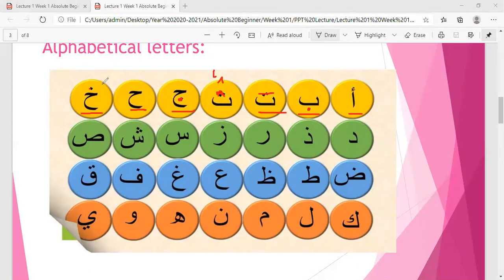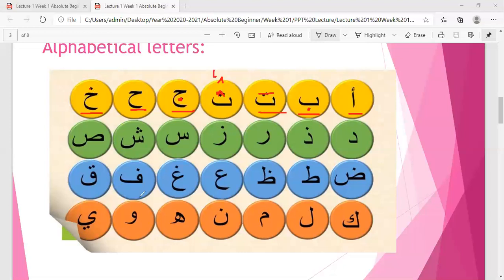Yalla, the first four now. A, ba, ta, and tha. Then ja, ha, and kha. Now you can know the difference between ba, ta, and tha. Okay, you understood it? Ja and kha. You understood the difference between them when you see them? One has a point, one is without a point, one has a dot above it. Okay, it's very easy.